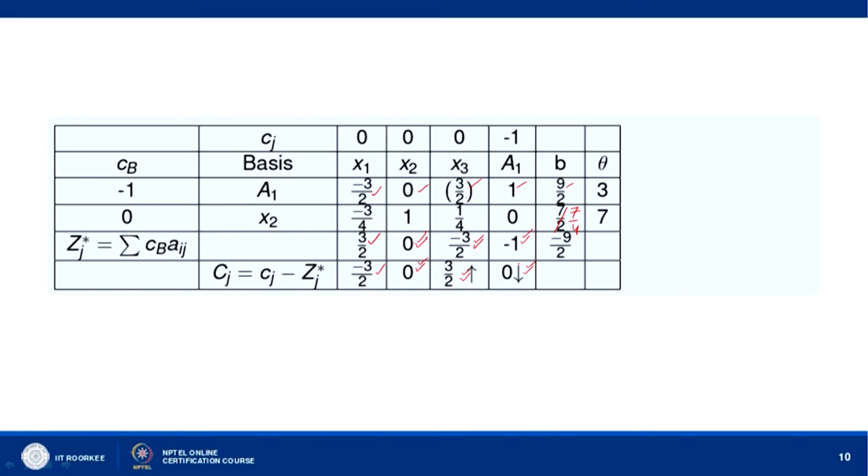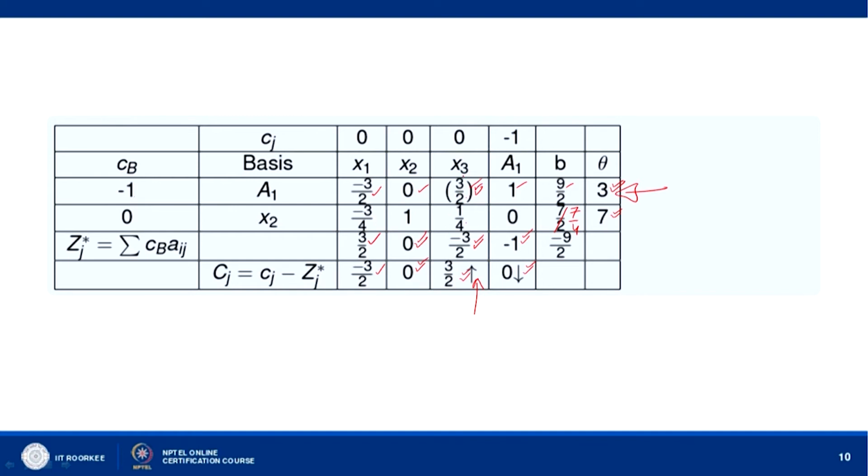Now, we can see Z j is positive in this column. Okay. So, this is the key column, and 3 by 2. Let us find the key element. Now, we divide by 3 by 2: this 9 by 2 over 3 by 2 gives 3, and 7 by 4 divided by 1 by 4 gives you 7. So, the minimum is 3. So, this is the key row. So, this is the key element. So, we divide by the key element.